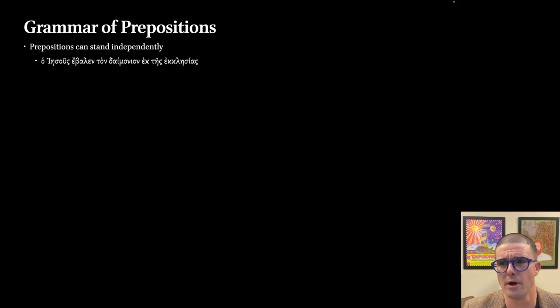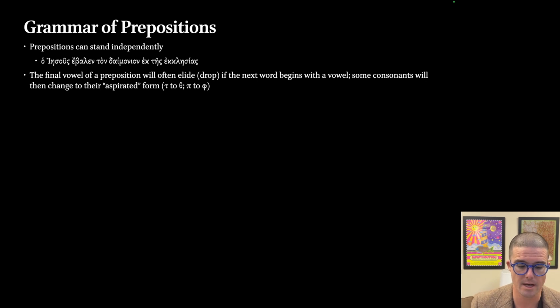So a little bit more grammar of prepositions here. Prepositions can also stand independently of a word. So they do not necessarily need to be preposed to a verb. Those are proper prepositions, but we also have improper prepositions that are not connected directly to the word itself. So in our example here, ha Jesus ebalon ton daimonion ek tes ecclesias. Ek here is a preposition that is not preposed to any verb. It independently stands on its own.